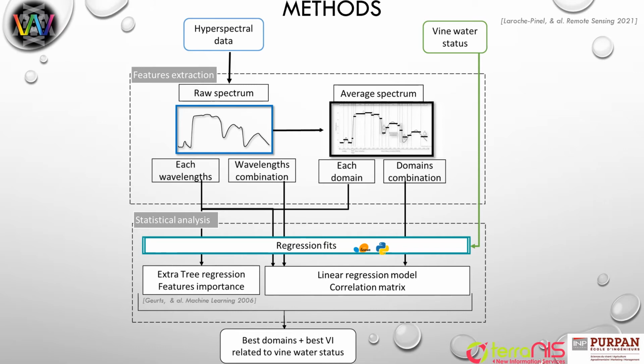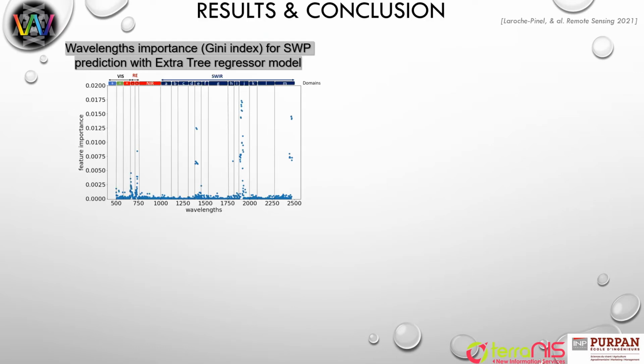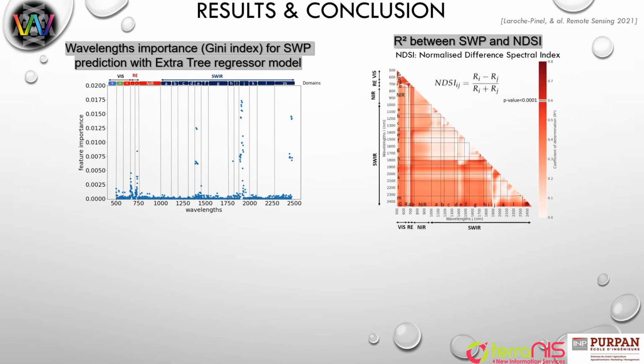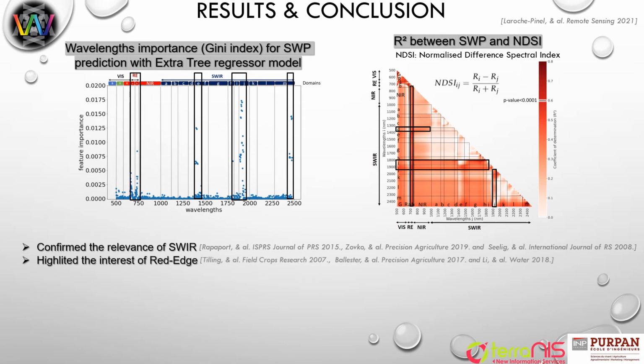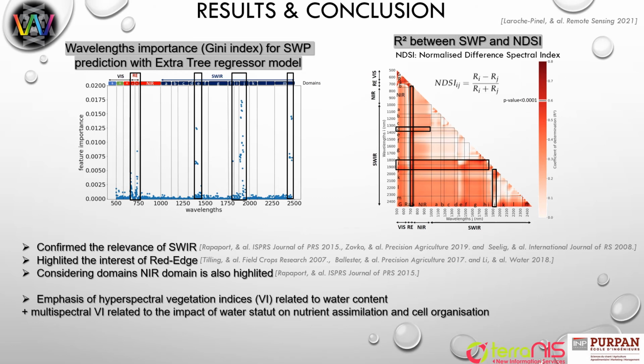In terms of results, you can find all the details in the publication, but here are some significant results with the raw wavelengths: the wavelength importance based on the Gini index for SWP prediction with the extra trees regressor model, and the determination coefficient between SWP value and the NDSI with linear models. The first highlighted wavelengths are located in the SWIR region, the second in the reddish region, and the NIR region was also highlighted with domain analysis. Several hyper and multispectral indices have also been highlighted.